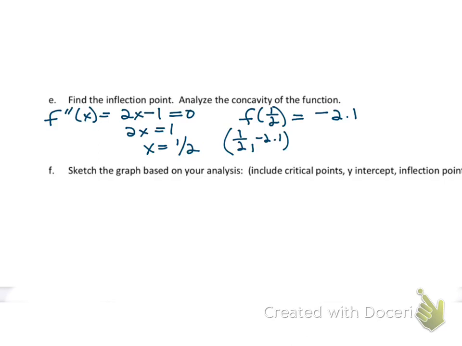Okay, so what about the concavity? So think about this. My function is going to be concave down from negative infinity all the way up to 1/2, but not including 1/2. At 1/2, the concavity changes. So then it's going to be concave up from 1/2, not inclusive, all the way to infinity. And this is how you analyze concavity.